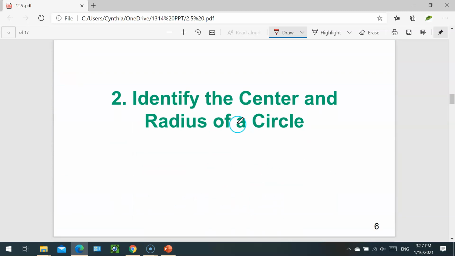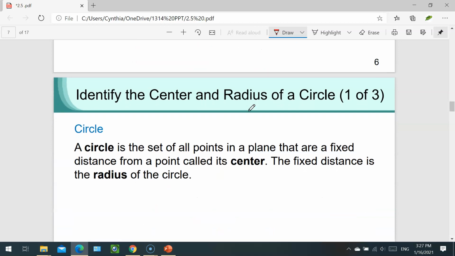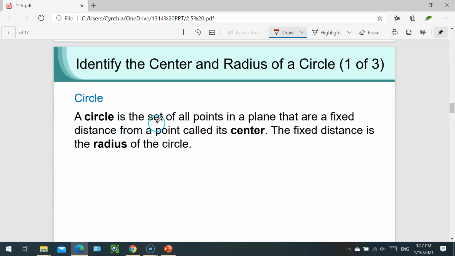Identify the center and the radius of a circle. A circle is the set of all points in a plane that are a fixed distance from a point we call the center. The fixed distance is the radius of the circle.